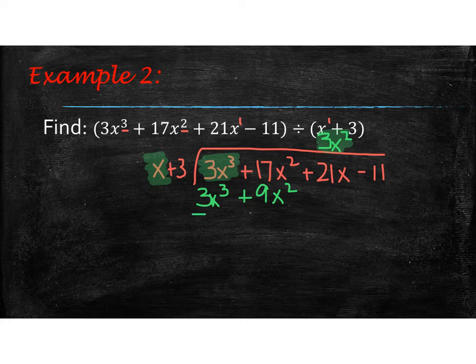Now, draw your line, change your signs. So this cancels. 17 minus 9 is 8x squared. Then we have plus 21x, and then I'll even bring down the last one as well, even though we don't need it right now. Well, actually, let's just leave it like that. I want to show you what happens.